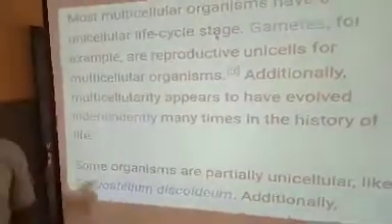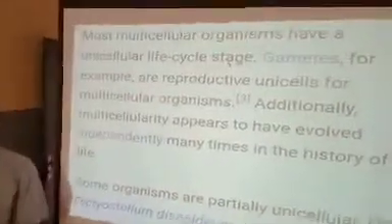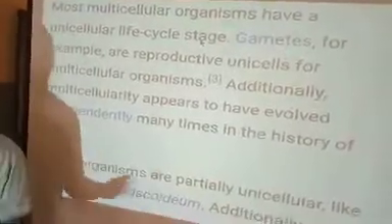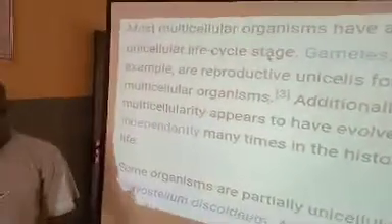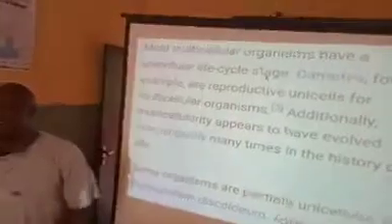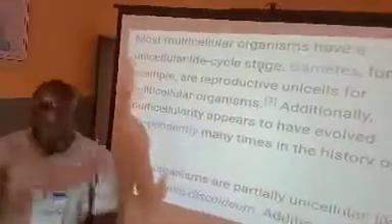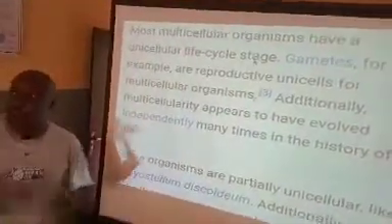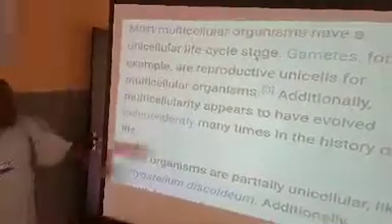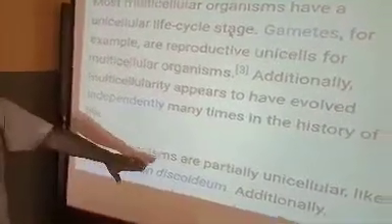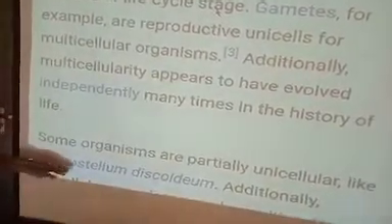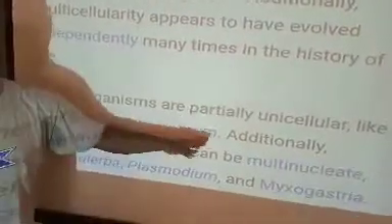Now, you could see that after some time, Jean-Baptiste Lamarck was able to counter it. Some other people argued that the evolution theory could not work as a result of X, Y, Z. Are you getting it now? And some people were able to put in some things. Some organisms are partially unicellular, like Dictyostelium discoideum. That's what you have there.